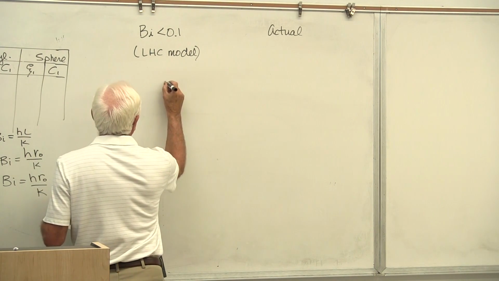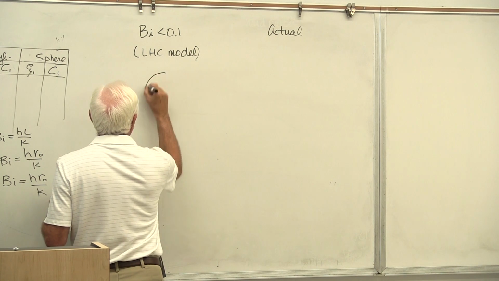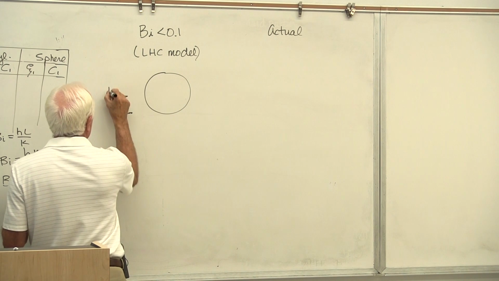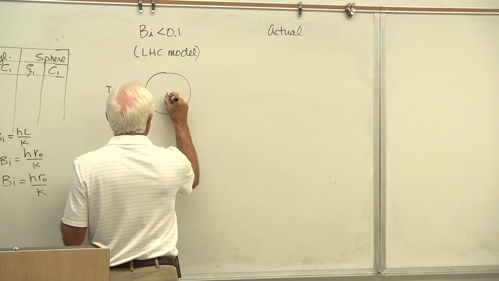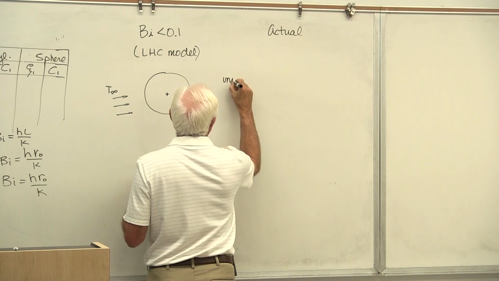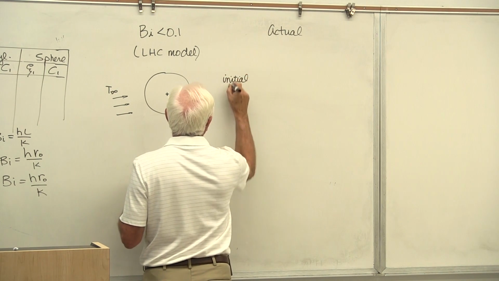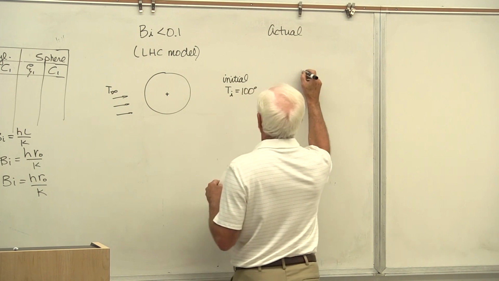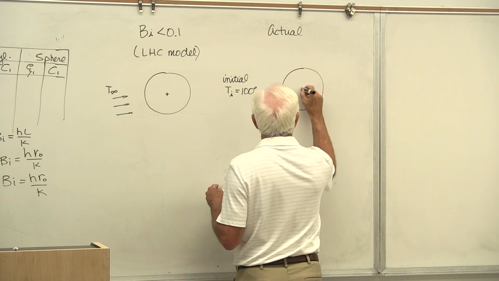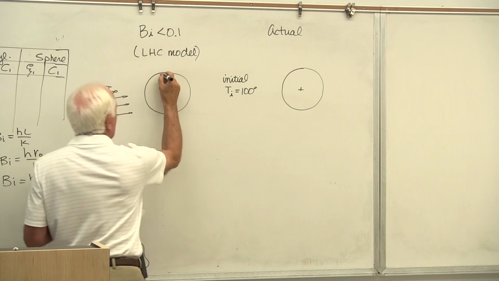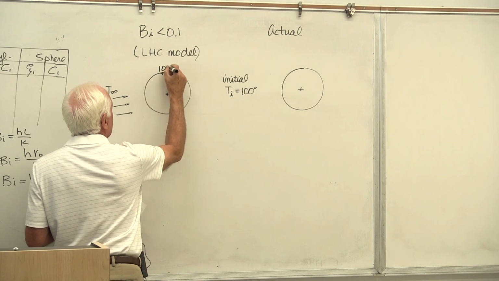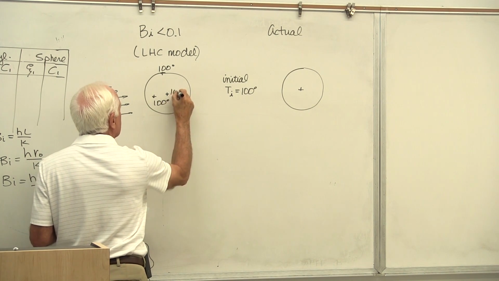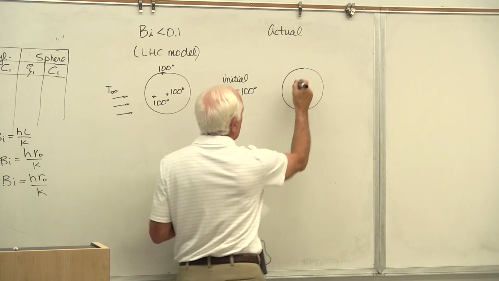So here is a sphere. We have a fluid blowing over it at T infinity. This is initial. Ti is 100 degrees. Here's the actual picture. We start off everywhere the sphere is at 100 degrees. No matter where you look at the radius, it's 100 degrees everywhere, the initial temperature.